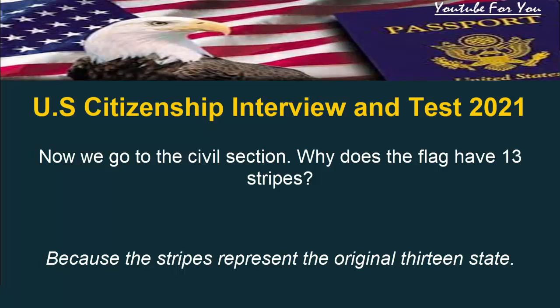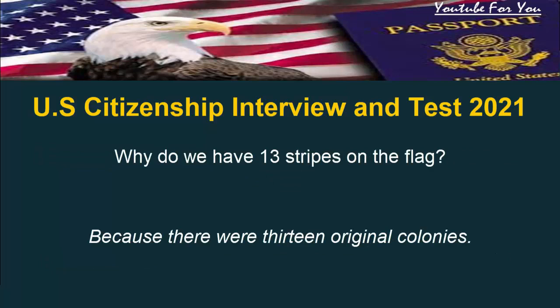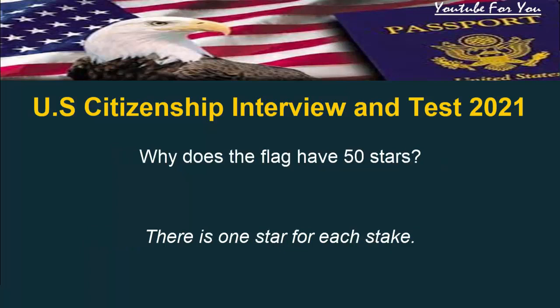Why does the flag have 13 stripes? Because the stripes represent the original 13 states. Why do we have 13 stripes on the flag? Because there were 13 original colonies. Why does the flag have 50 stars? There is one star for each state.